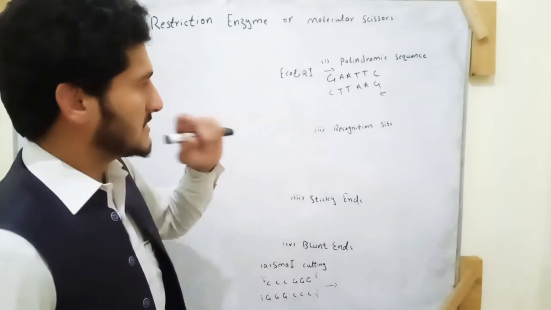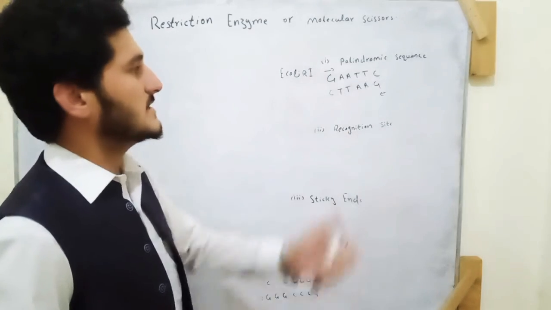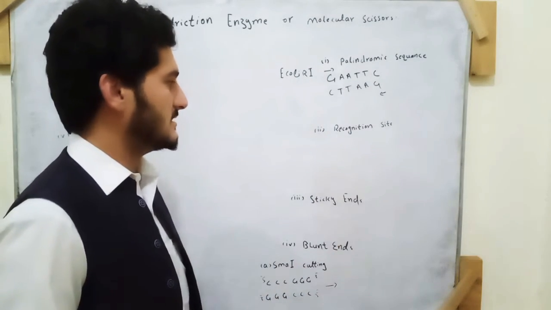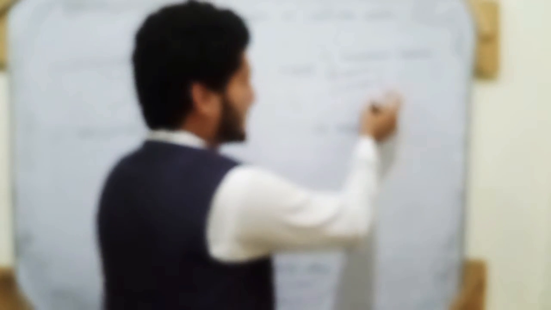Some basic terminology used in the topic of restriction enzymes: palindromic sequence, recognition site, sticky ends, and blunt ends. They are very simple terms. Now, I want to explain what a palindromic sequence is. Palindromic sequences are those types of sequences which we can read either from upstream or from downstream.